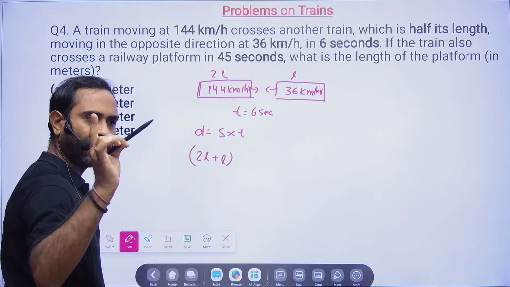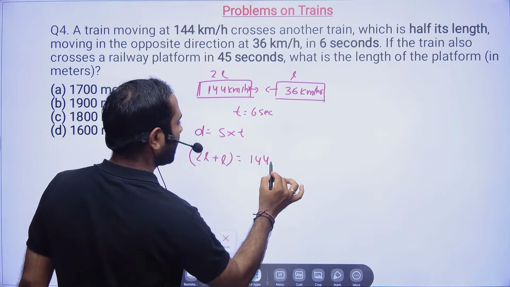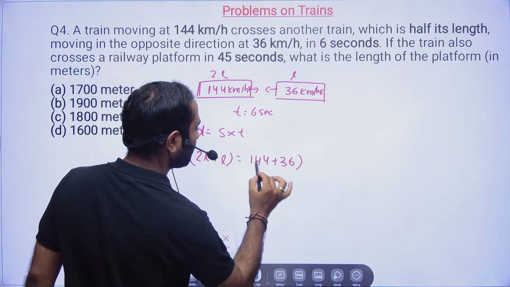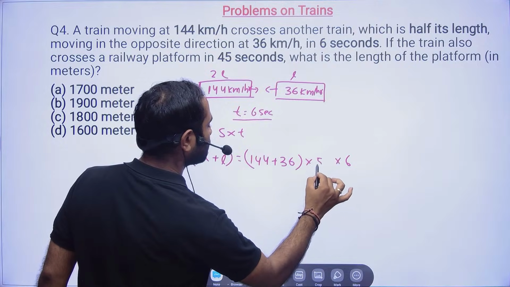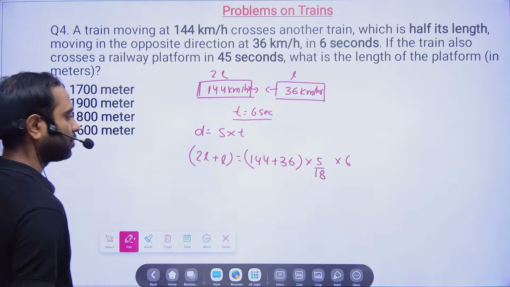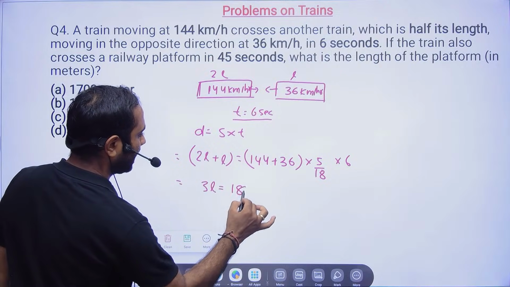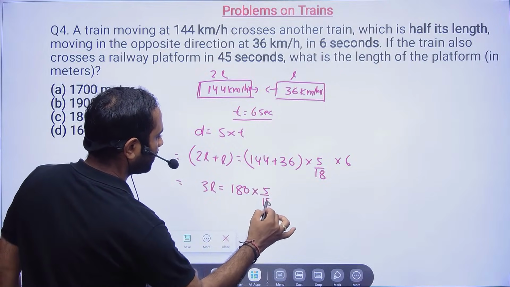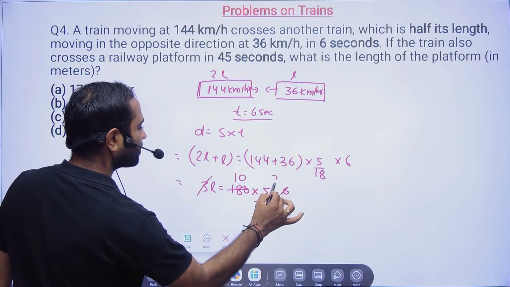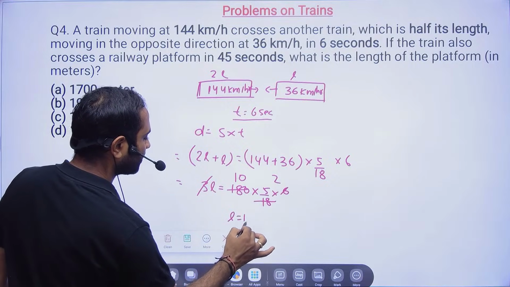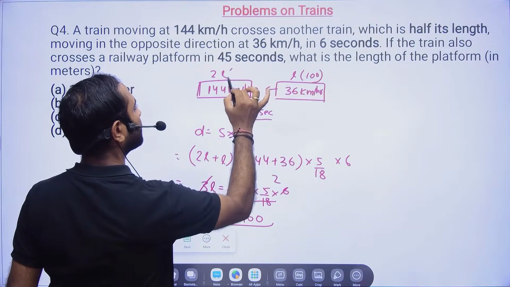That means you have only one unknown. Speed is 144 and this is 36, because they're moving in opposite directions. Time is 6 seconds, so definitely I need to convert this into meter per second. There is no other go. Now 3L is equal to 180 into 5 by 18 into 6. So 18 goes 10 times and 3 goes 2 times. So 10 into 10, the length is 100. So this train length is 100 and this train length will be 2L.